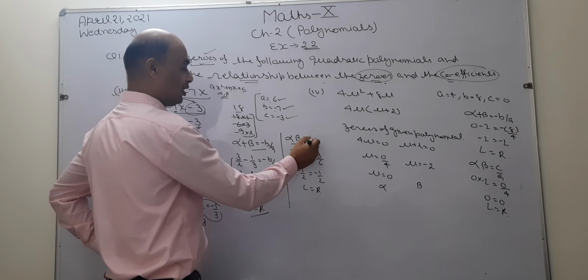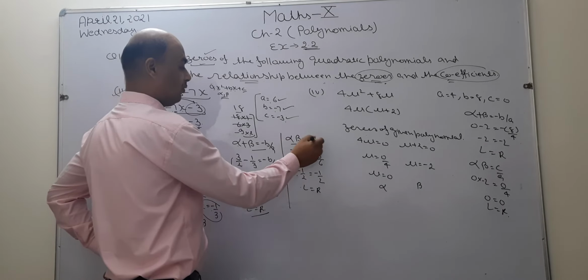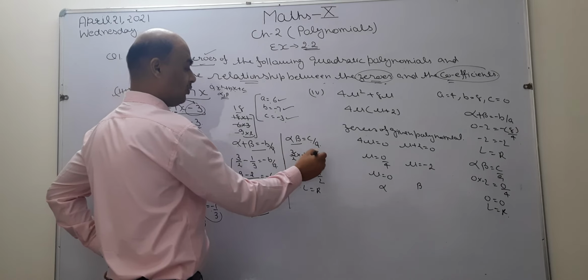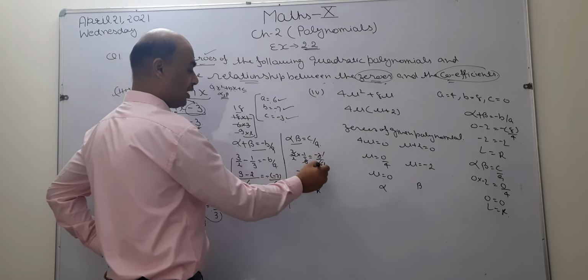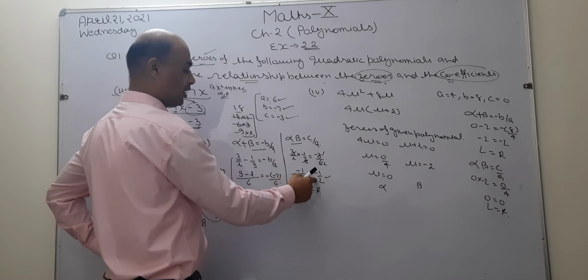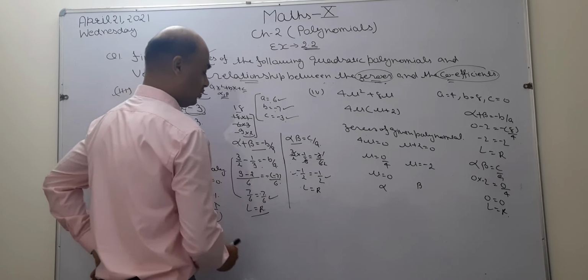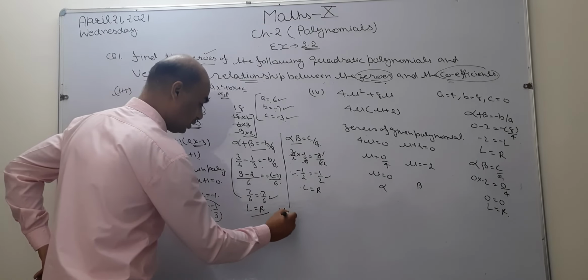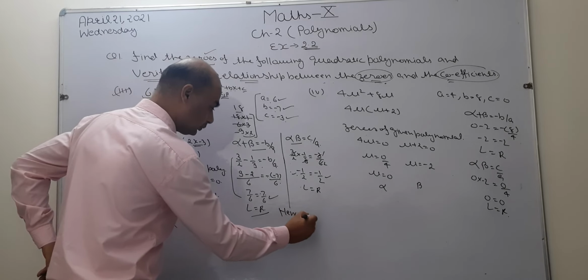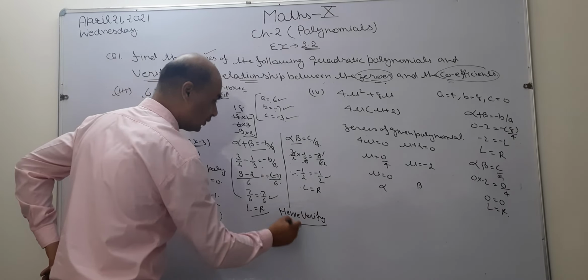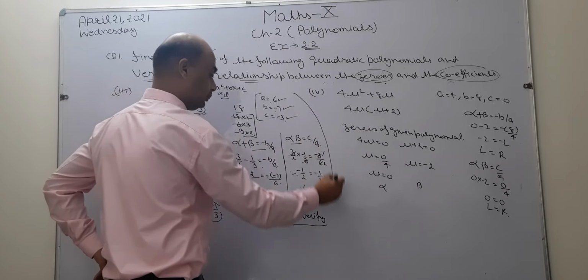Same way, what is the value of c? Minus 3. What is the value of a? 6. 3 1s are 3, 3 2s are 6. What is left? Minus 1 by 2. Now see, both the sides are equal. It means left hand side equal to right hand side. When sum and product are verified, you have to write here, hence verified.